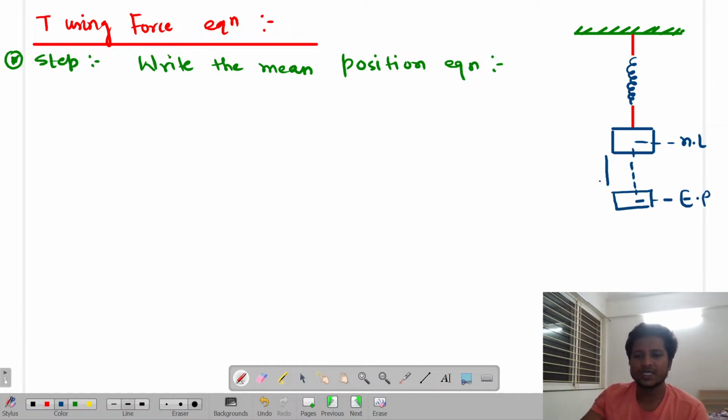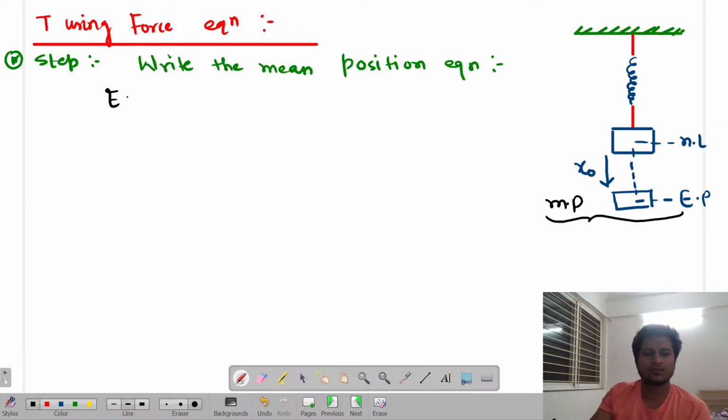So basically this block will travel some distance, how much, x naught. So basically for this equilibrium point, as you know that this block is traveling some x naught distance, this equilibrium point, or in another sense, we call this equilibrium point as what? Mean point. Every equilibrium point is called as mean point.